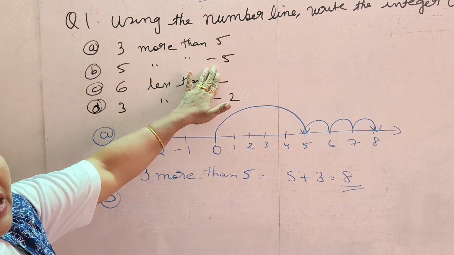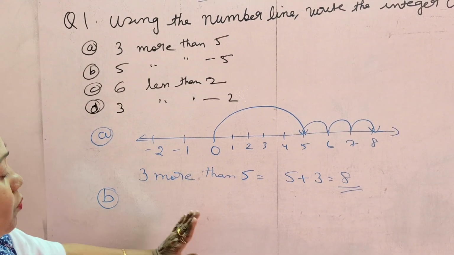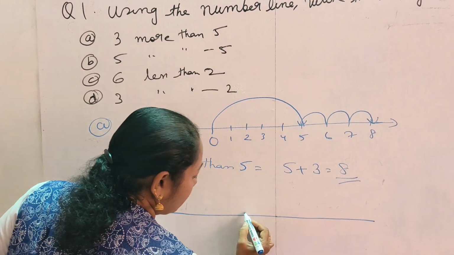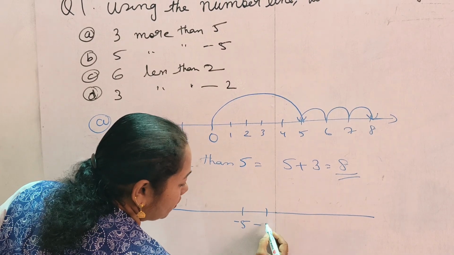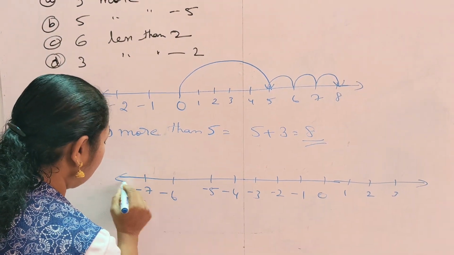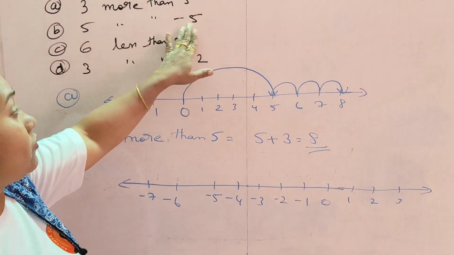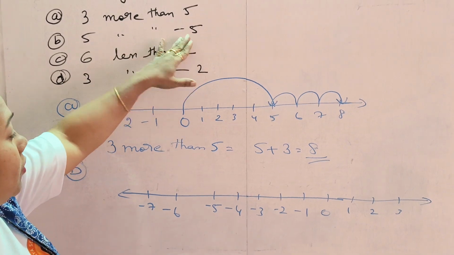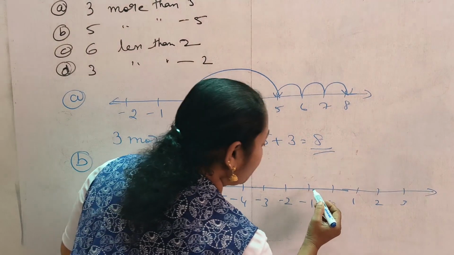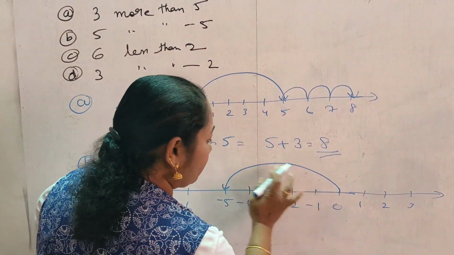5 more than minus 5. So we have to plot minus 5. So this is minus 5, minus 6, minus 7, minus 8. First we have to go to minus 5. 5 more than minus 5 means we have to go to minus 5 first. So 0 to minus 5.